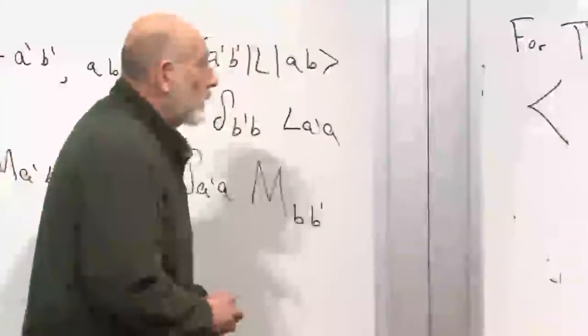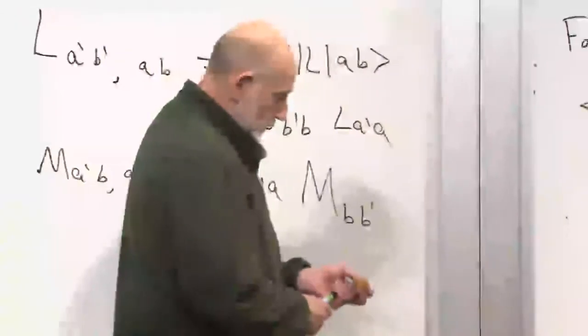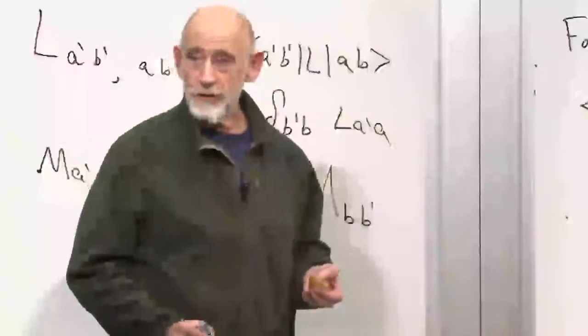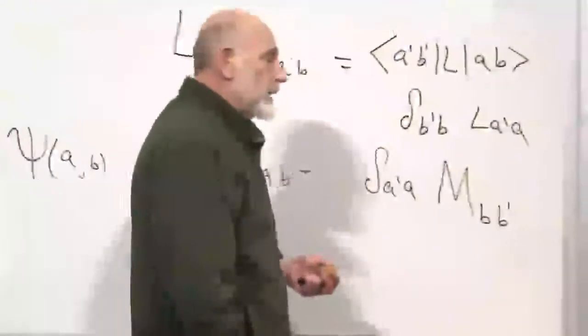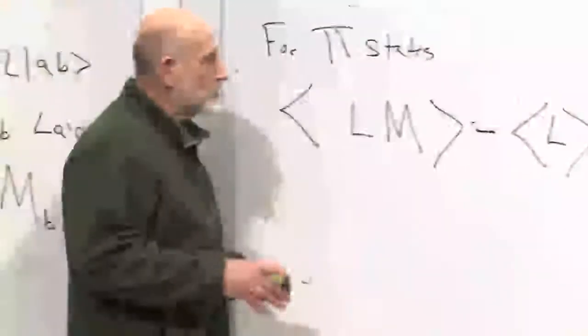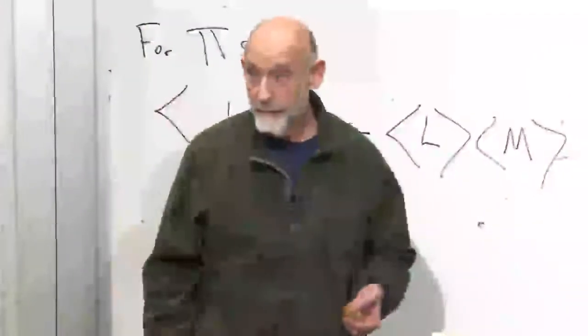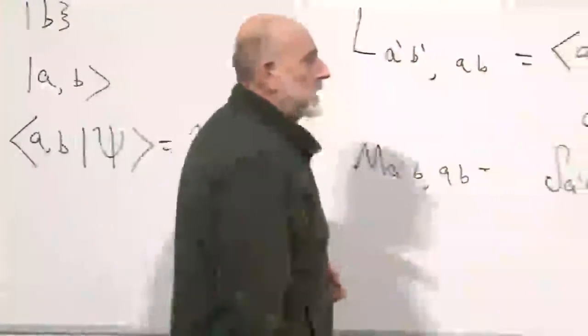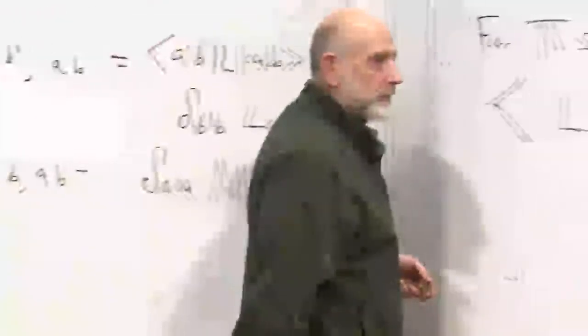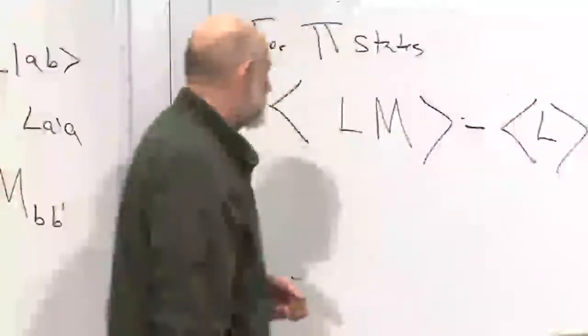Right. Well, what if it's not true? What if the probability distribution does not factorize? Then this quantity here, the difference between the average of L times M and the product of averages of L and M, is called the correlation between L and M. It is a measure of how much these variables are correlated. We'll see some examples.